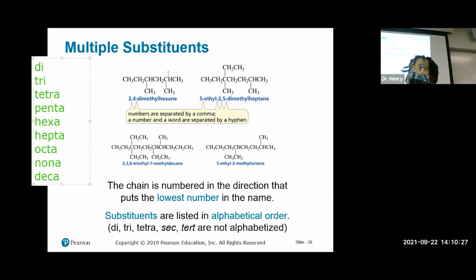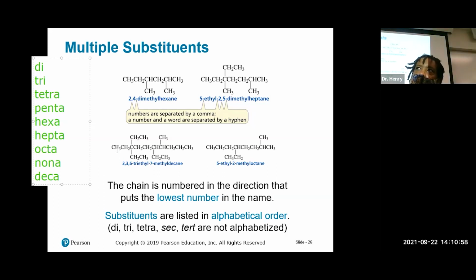Okay, so we also know that it has to be in alphabetical order. Well, this is an ethyl, but this is dimethyl, right? So what does that mean? We don't use those prefixes. Again, we do not use those prefixes. We have to look at what the base is. It's a methyl. So we're looking at methyl versus ethyl. We should look at what the group is.